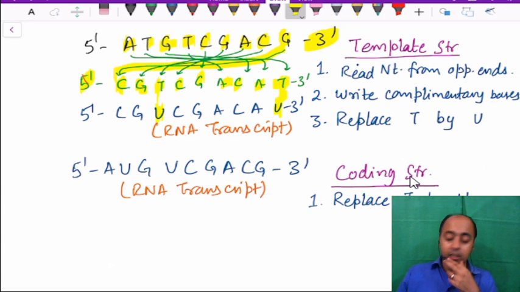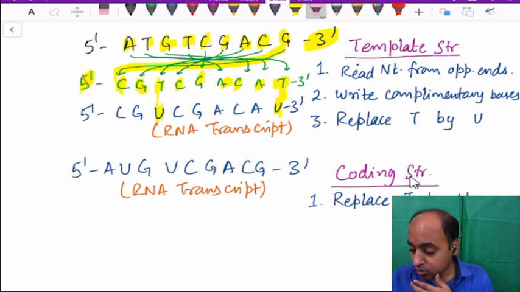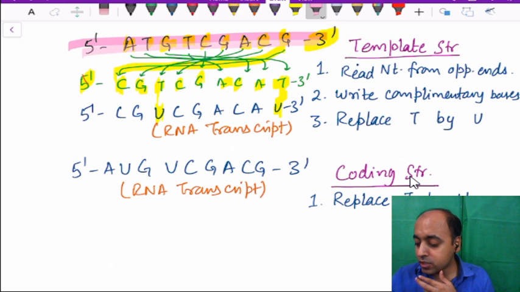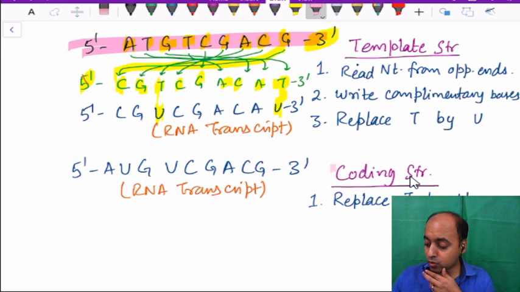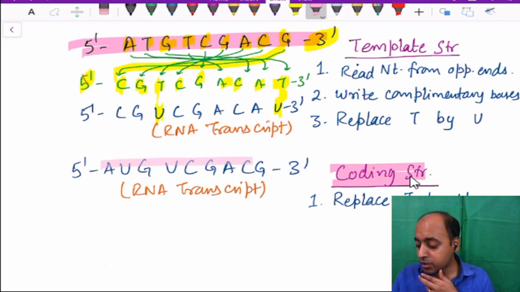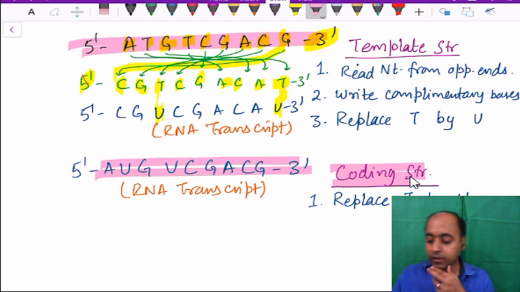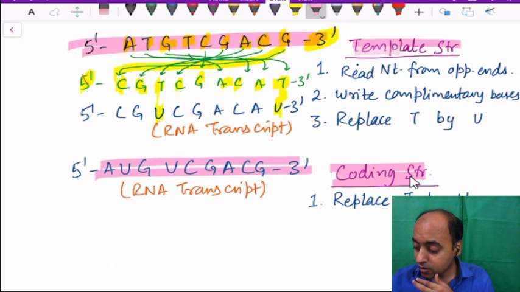So the DNA sequence, you note, in the two questions was the same. First question, we said this is the sequence for the coding strand. What is the RNA transcript? We got the RNA transcript here. Second question, we said this is the sequence for the template strand. What is the sequence of RNA? We got the sequence for RNA here.